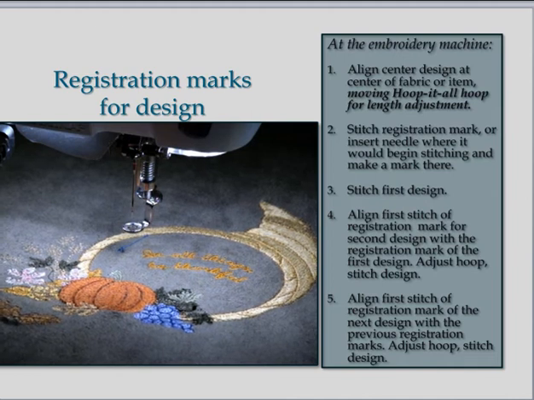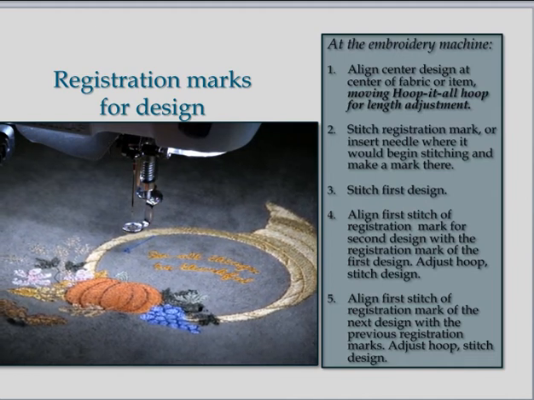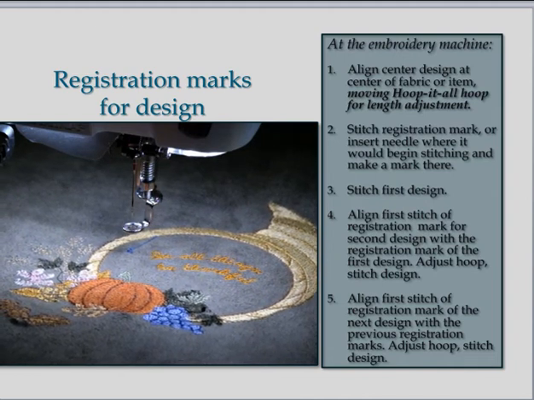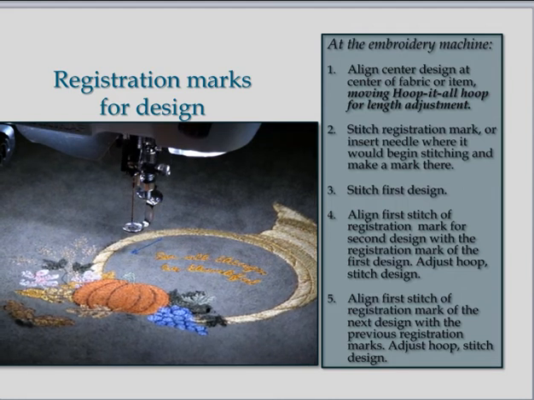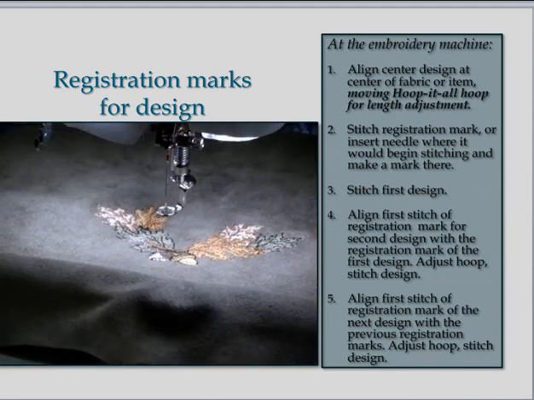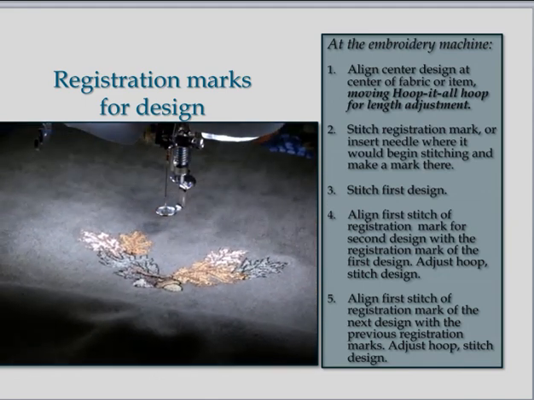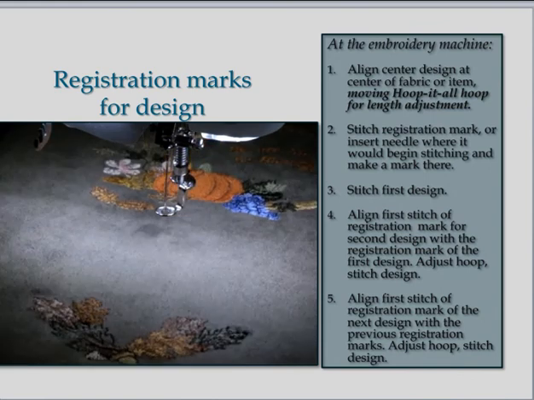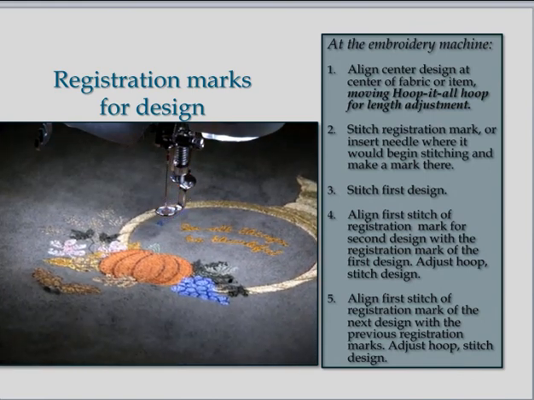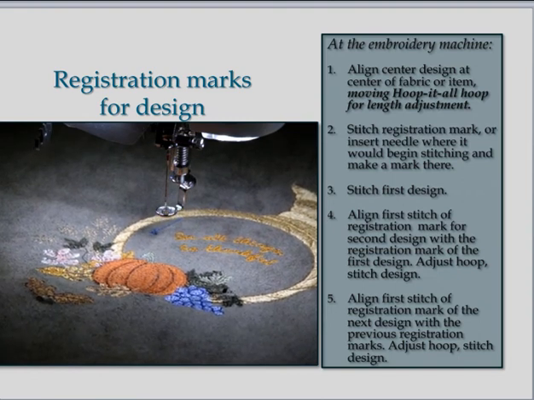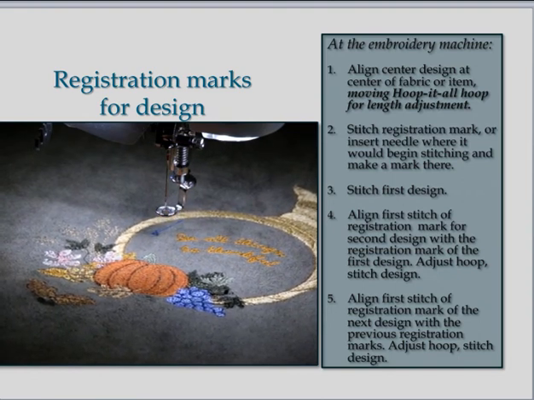To adjust for the second design, loosen the screws on the bracket and shift the hoop so that the needle is aligned with the registration mark from the first design. Tighten the bracket screws. Then make any necessary width adjustments within the embroidery machine until the needle aligns with the registration mark. Stitch the second design. Repeat the process of making lengthwise adjustments to the Hoop It All hoop and width adjustments with your embroidery machine for any additional hoops.